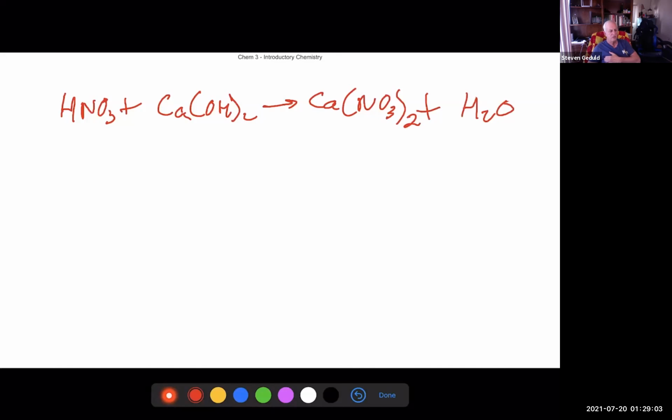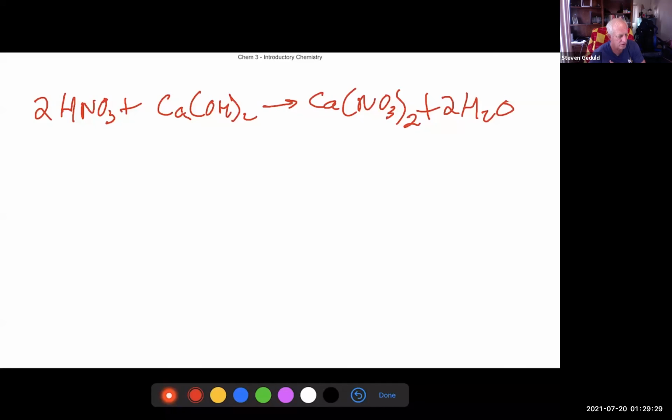Is that balanced? No. We need 2 NO3 groups, so let's put a 2 here. And is that balanced? Well, how many hydrogens do we have? 4. So we have to put a 2 in front of the water here, right? For 2 oxygens, 4 hydrogens, 2 nitrates, and 1 calcium. All right, that should be balanced, right? That's your balanced molecular equation.